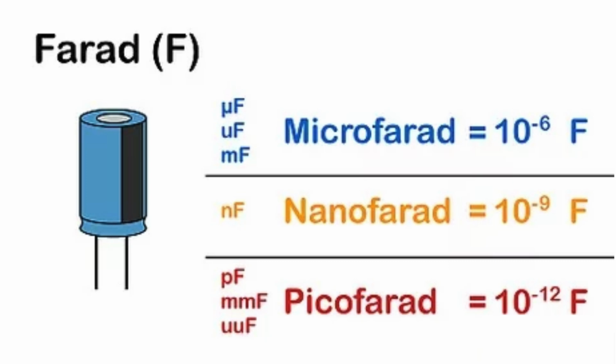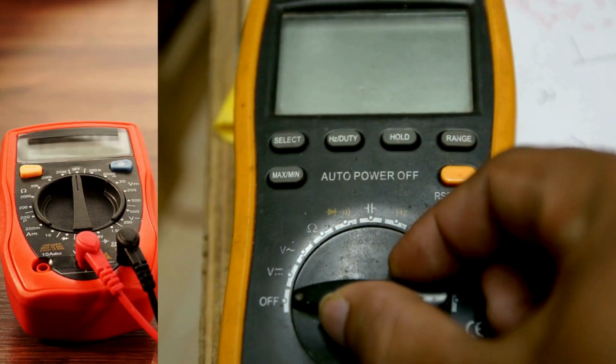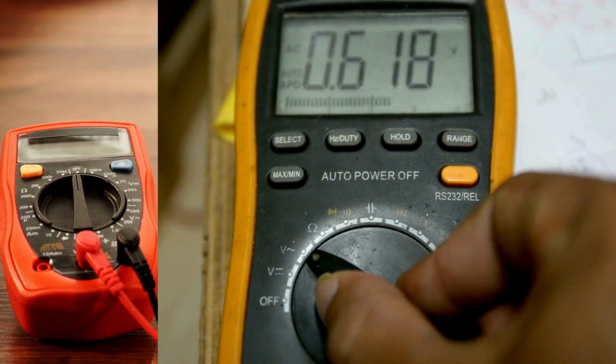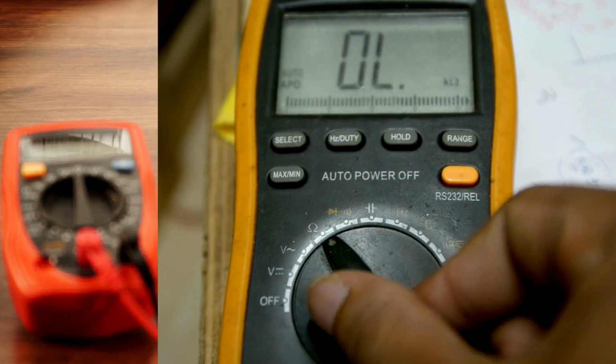To measure capacitance, we use a unit called the farad (F). However, due to the extremely small capacitance values in most electronic components, we commonly use microfarads (µF), nanofarads (nF), or picofarads (pF). To measure capacitance, you'll need a multimeter capable of measuring capacitance.